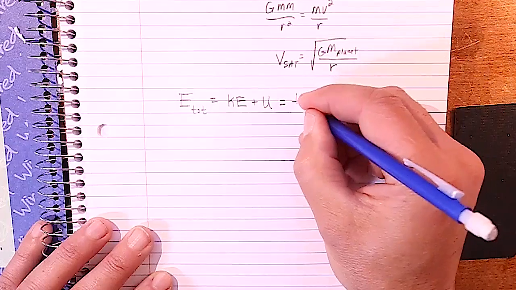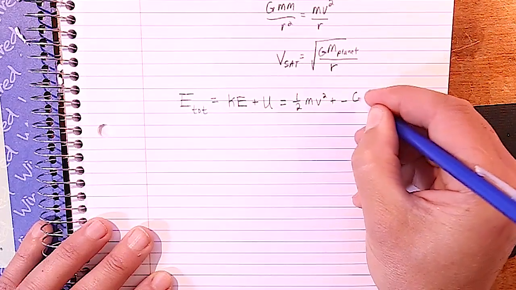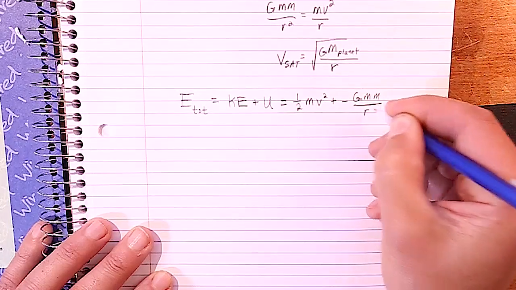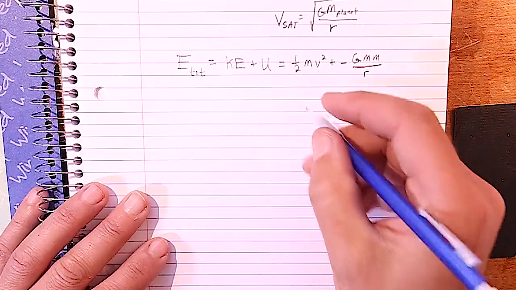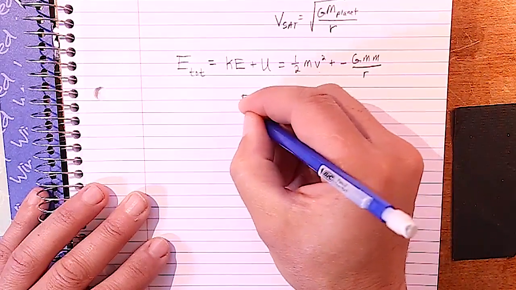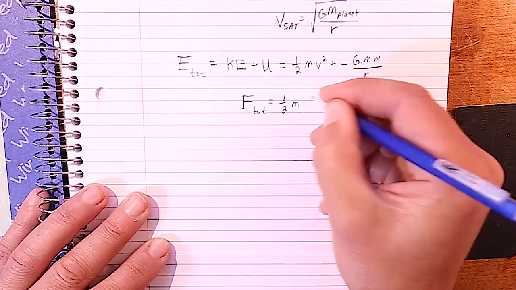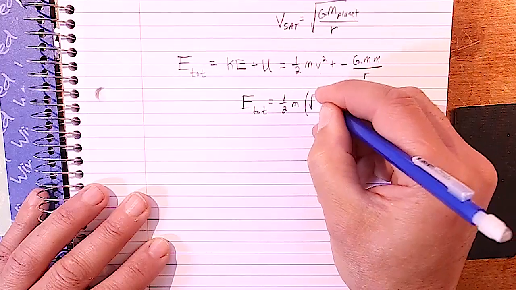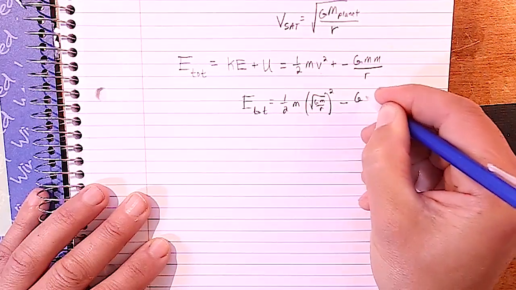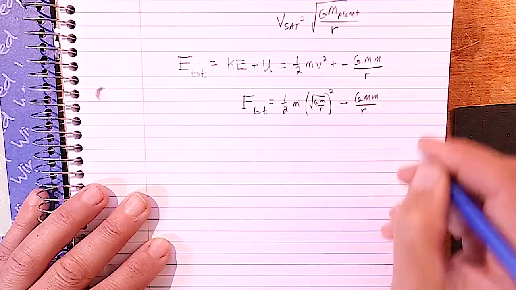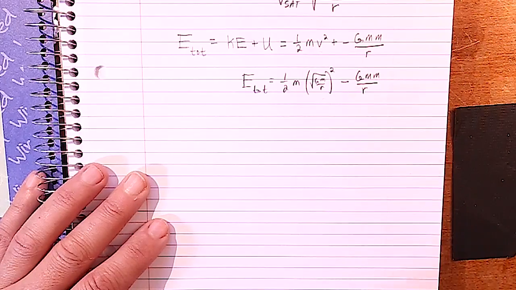So all we have to do is put in 1/2 mv squared plus a minus GM1M2 over r. And we just derived the formula for v of the satellite. So we can rewrite that as our E total is equal to 1/2 m, our derived velocity, which is the square root of GM over r, squared, minus GM1M2 over r. So we square that, that's obviously GM over r.